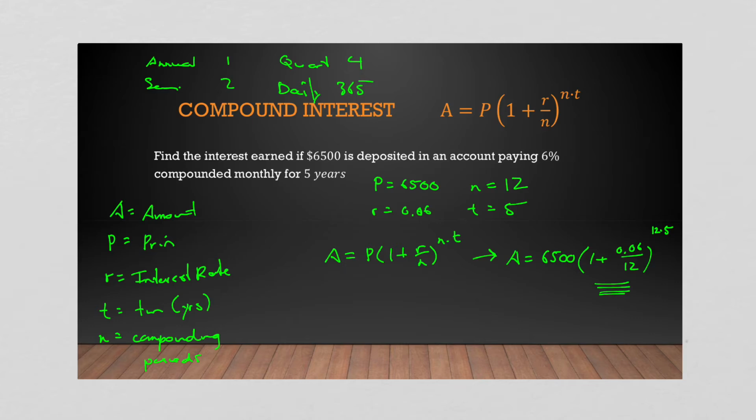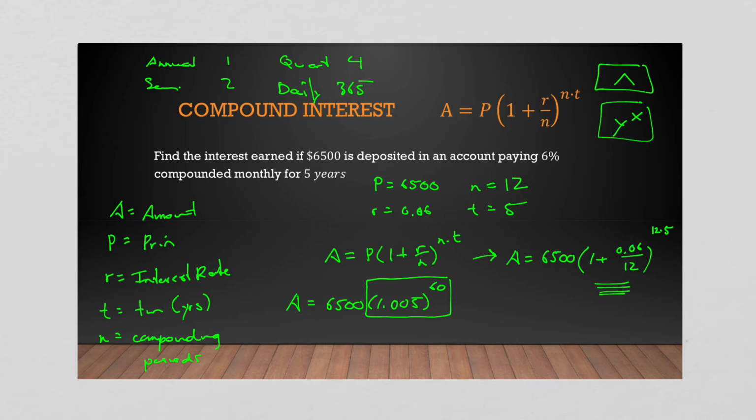So 0.06 divided by 12 plus 1, you now have A equals 6,500 times 1.005 to the power of 12 times 5, which is 60. So now you have to do the power, this part next. Your calculator probably has a button that looks like that, or maybe like that. That's your power button. So 1.005 to the power of 60.